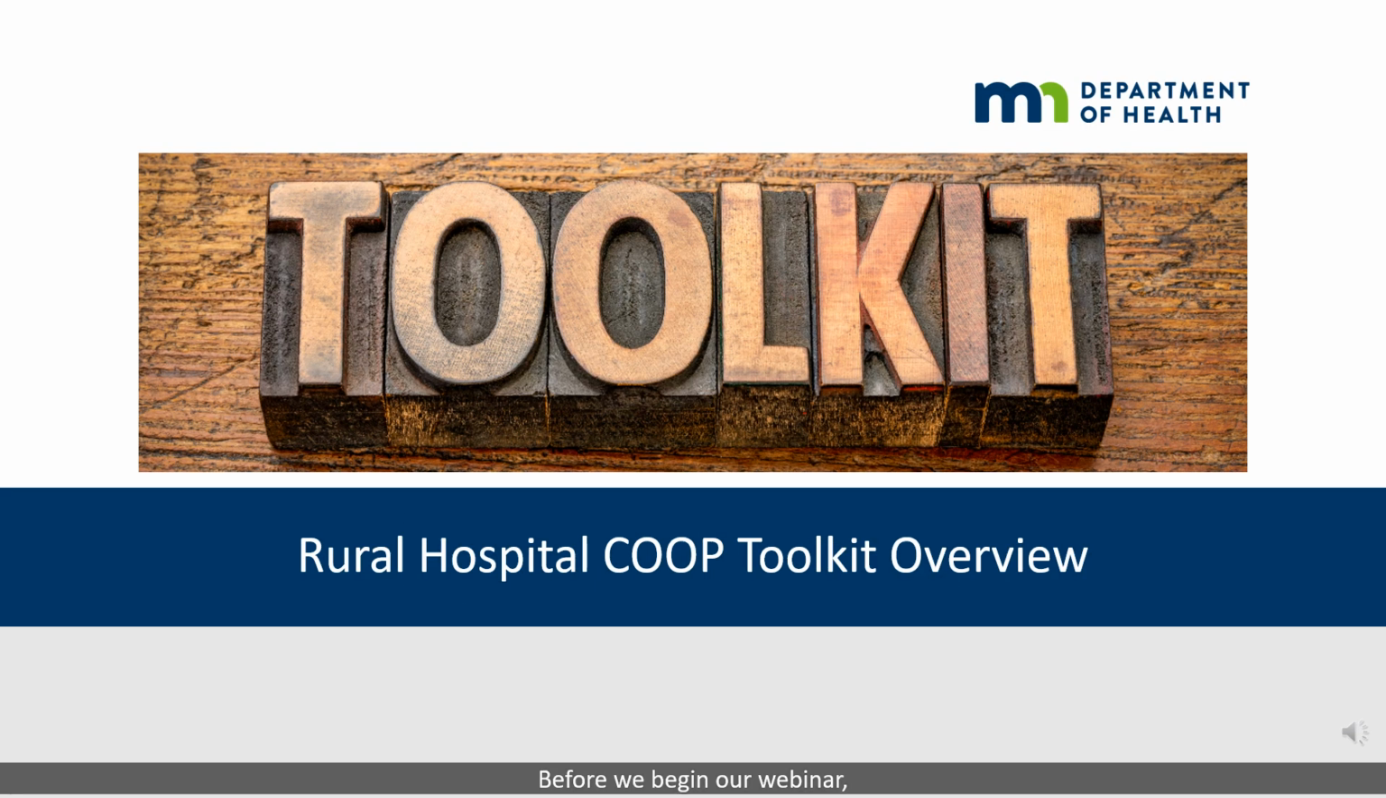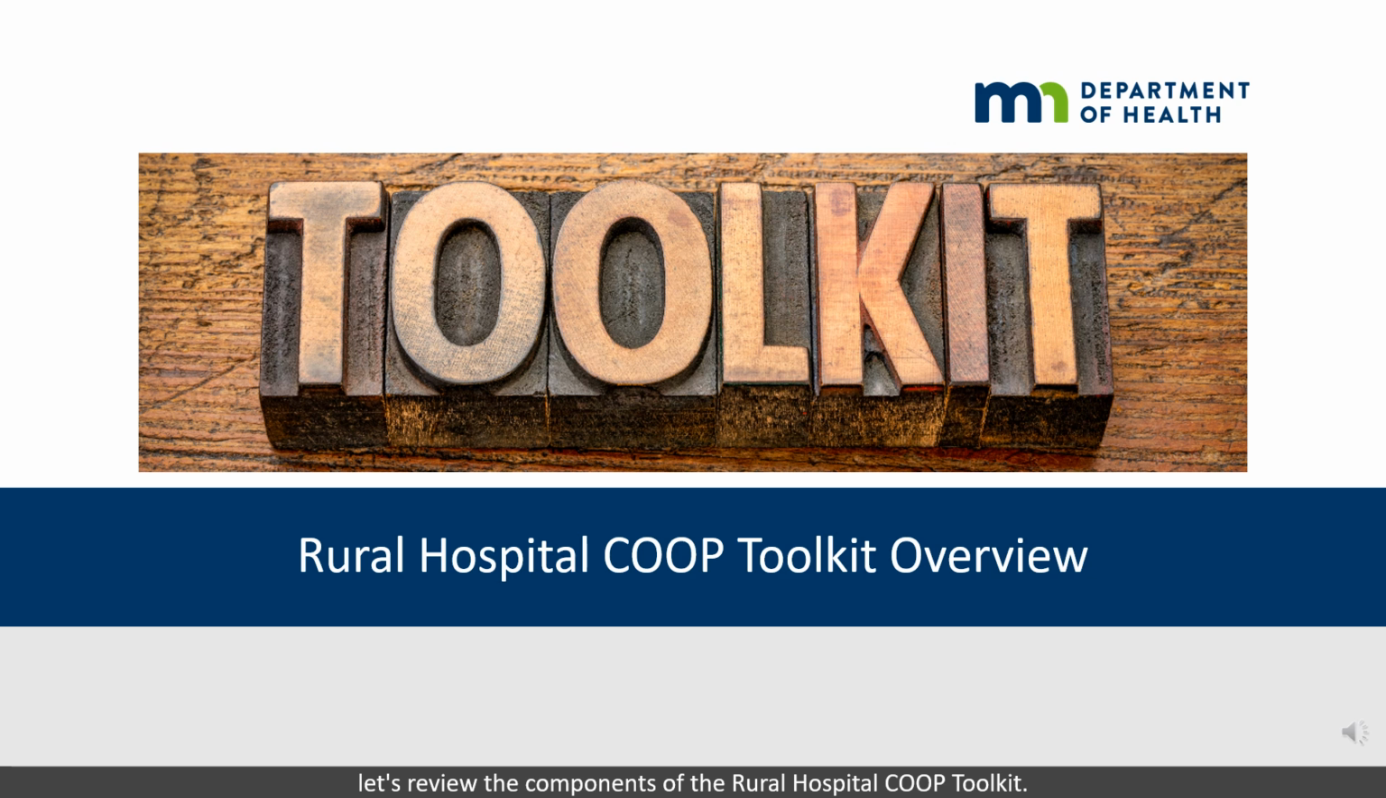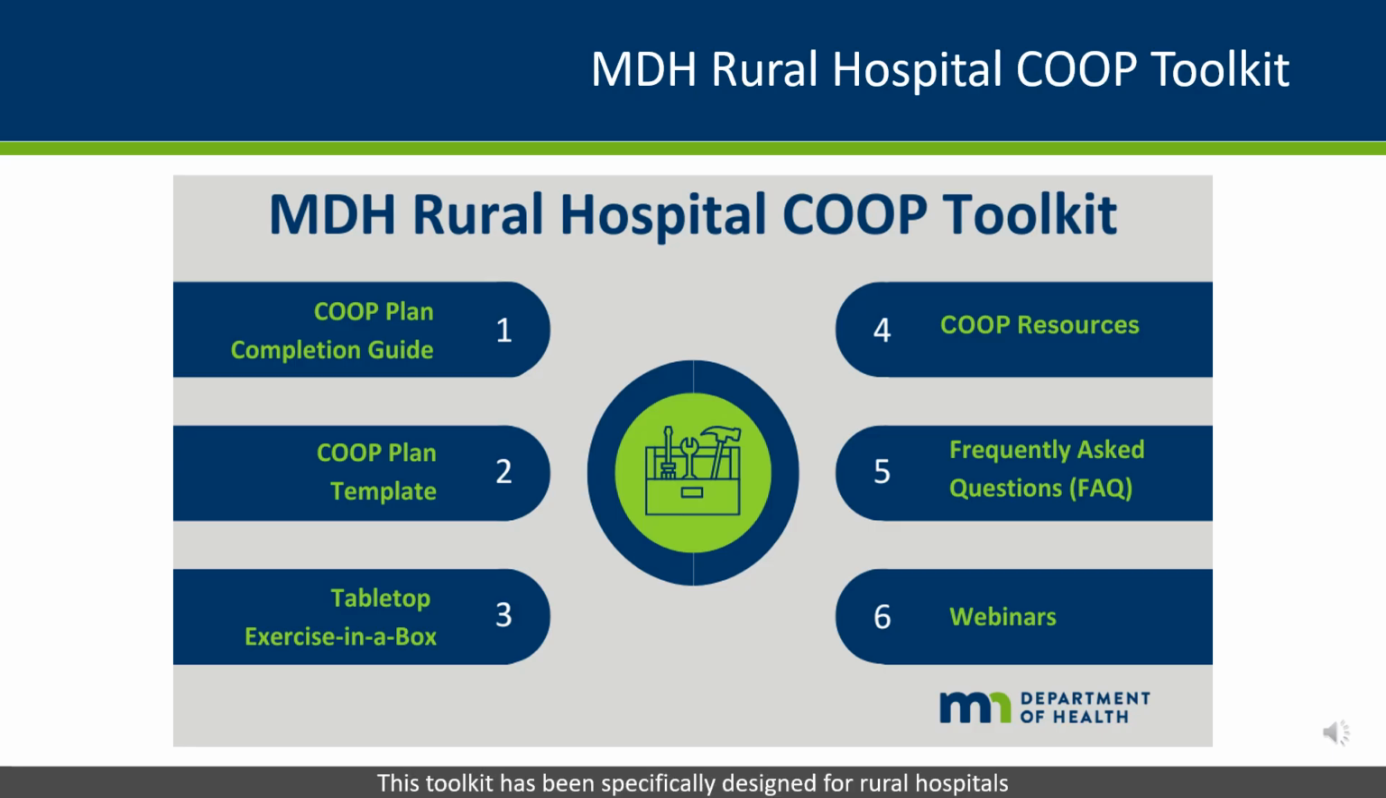Before we begin our webinar, let's review the components of the Rural Hospital COOP Toolkit. While this toolkit was designed specifically for rural hospitals, other hospitals or other healthcare organizations may find benefit from the elements in the toolkit. This toolkit includes 6 components which you see listed on the graphic on the screen. The first component is a COOP plan completion guide, and the second component is a COOP plan template. These are designed to work together to help hospitals customize their COOP plan.